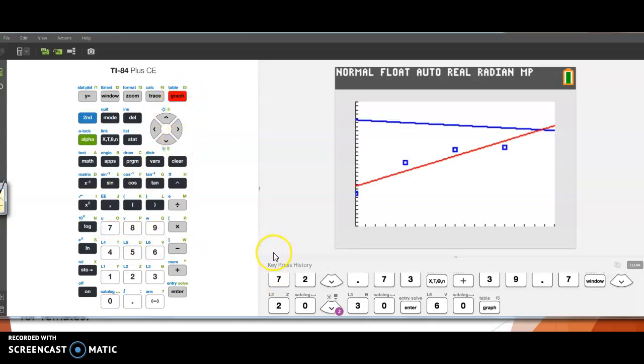And I see a lot going on here. So the blue line with the negative slope is the regression equation that we found for the males. The red line with the positive slope is the regression equation that we found for the females.